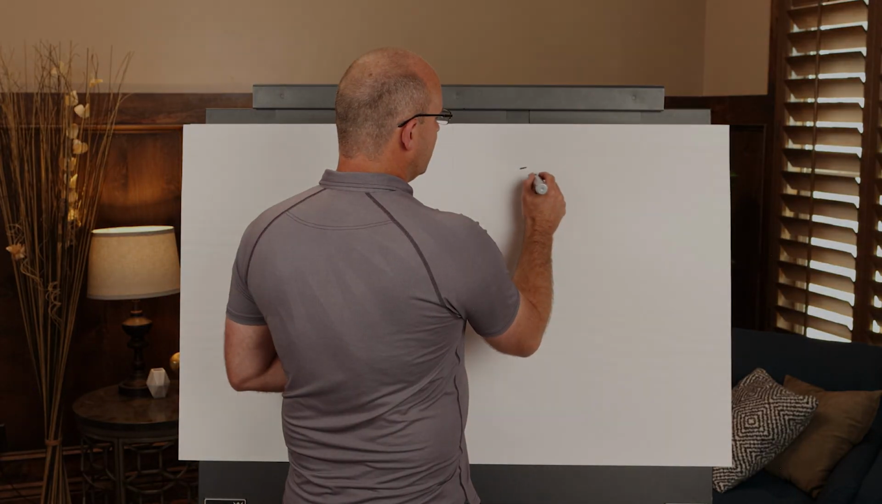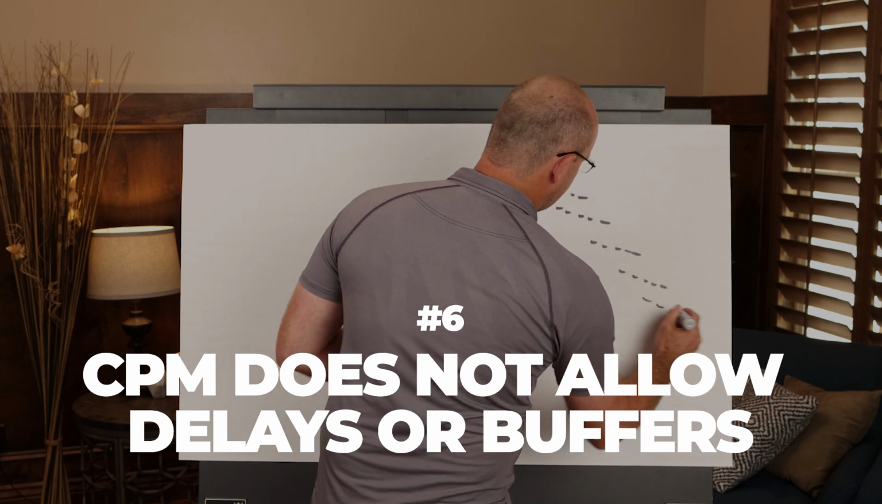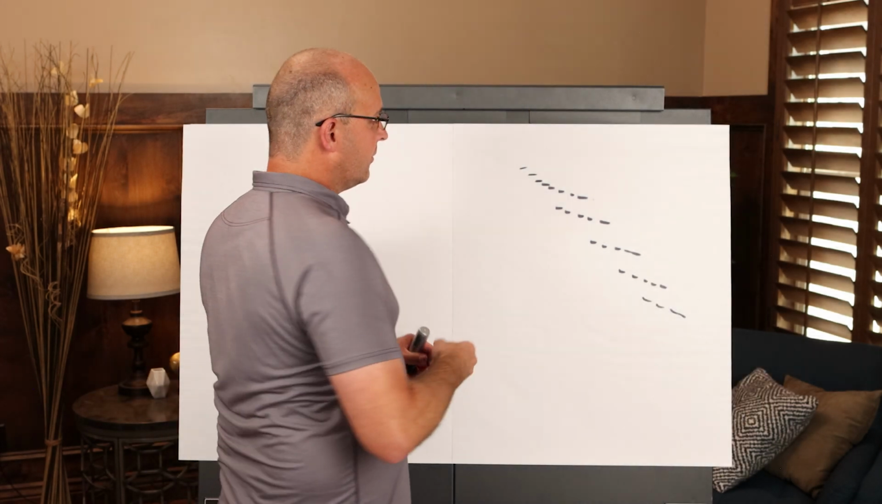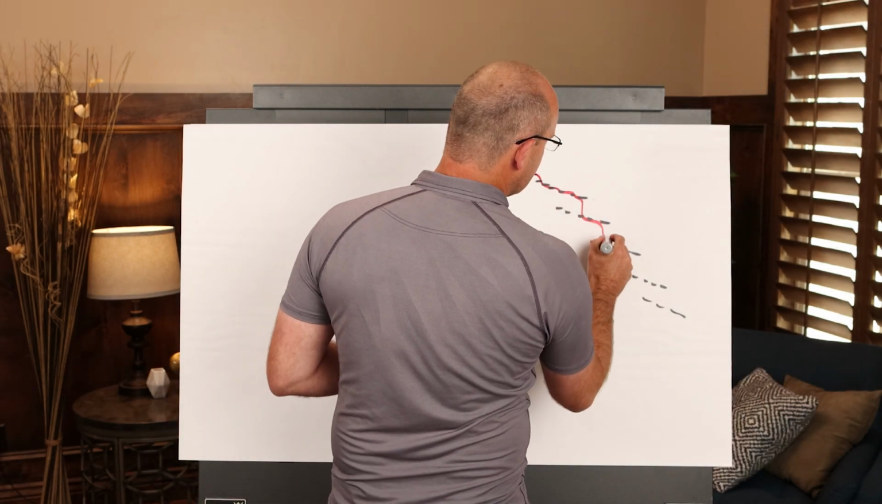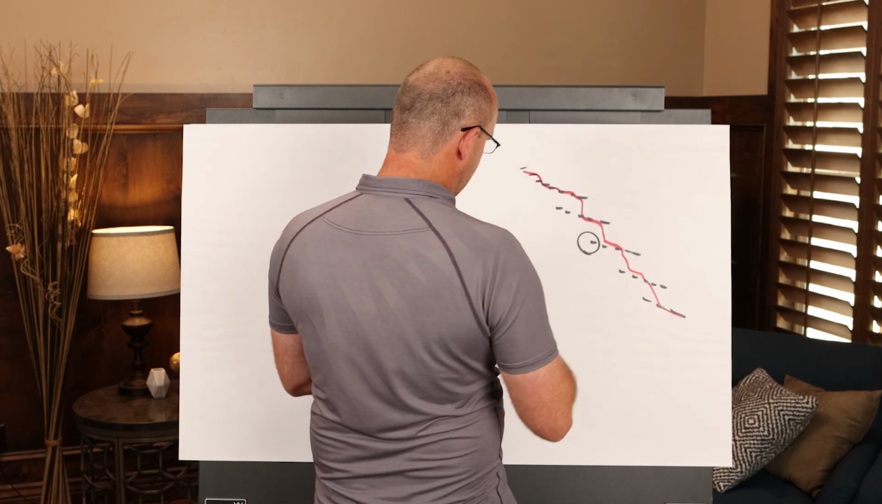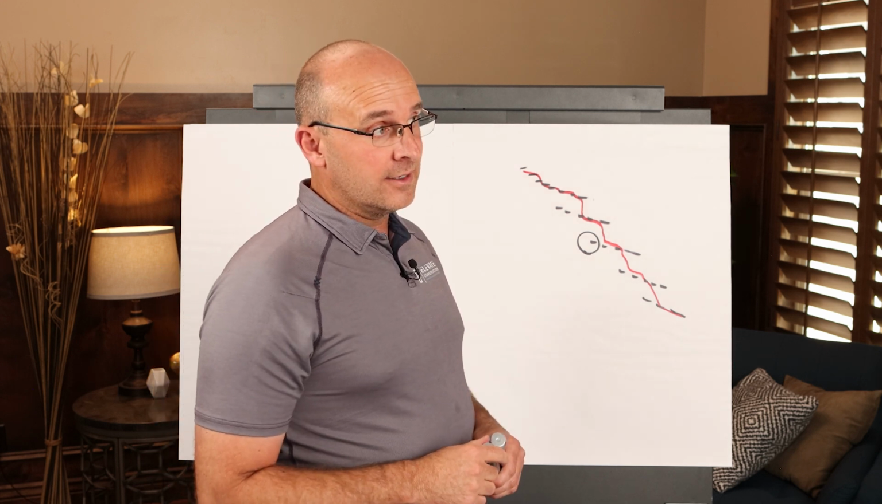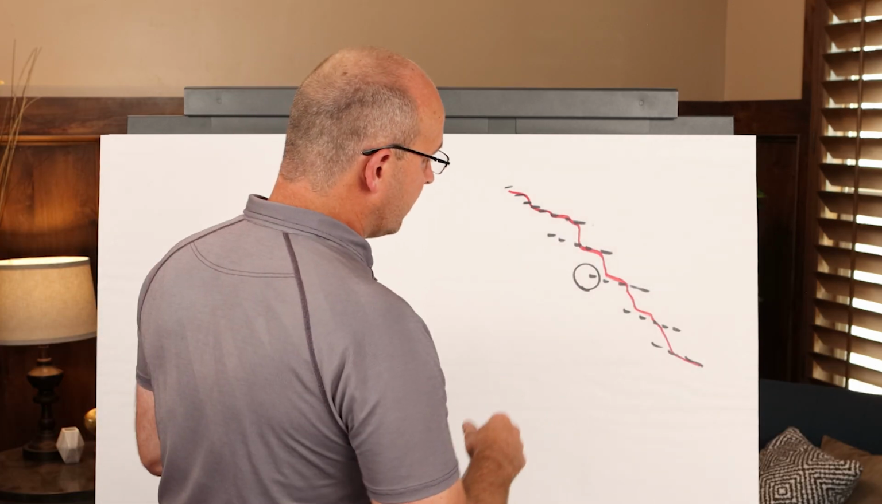Number 6, in a CPM schedule, when you identify your critical path, first of all, if you're going to have true CPM scheduling, you cannot have a delay in one of these other activities and get an extension or additional costs for the delay.